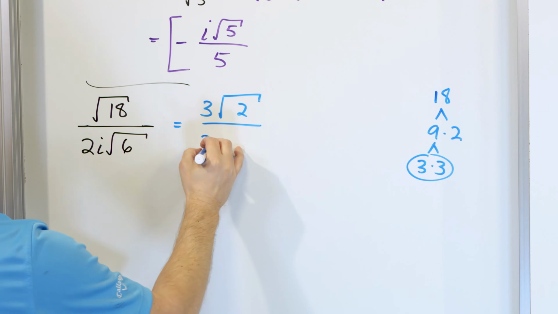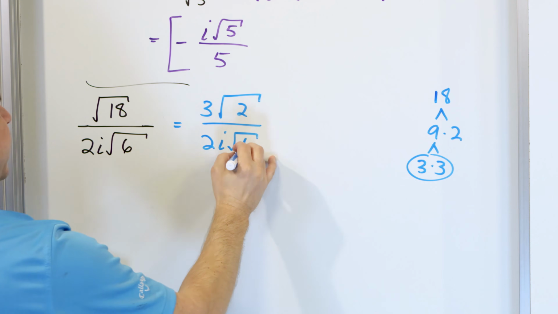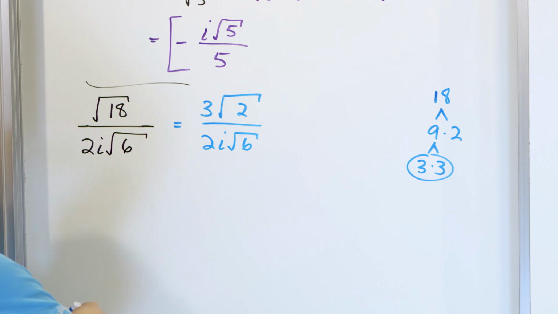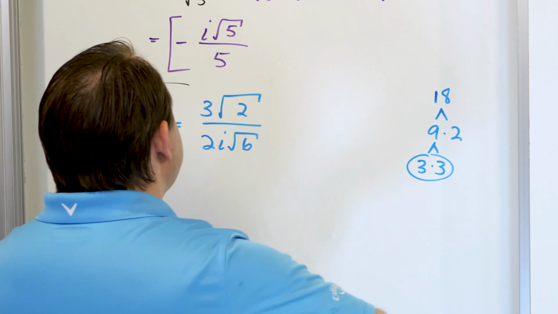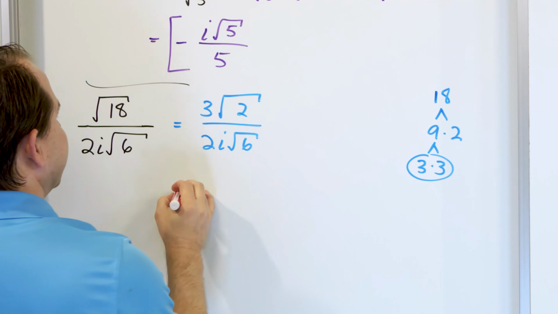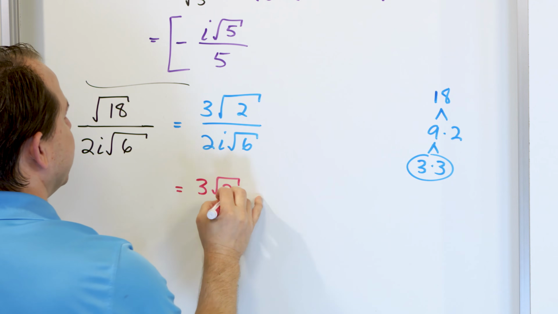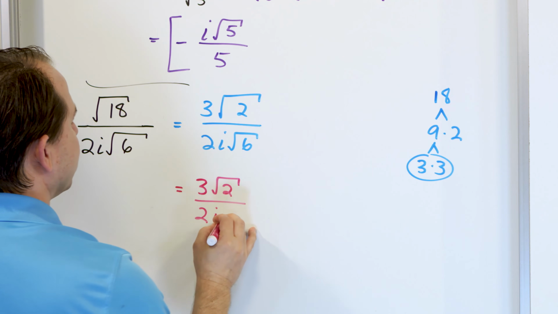Now in the bottom, I'm going to have 2 times i times the square root of 6. Now I don't want the i there, and I don't want the 6 there. So what do we do? I'm going to multiply this. Let me rewrite it actually. It's going to be 3 root 2 over 2i root 6.